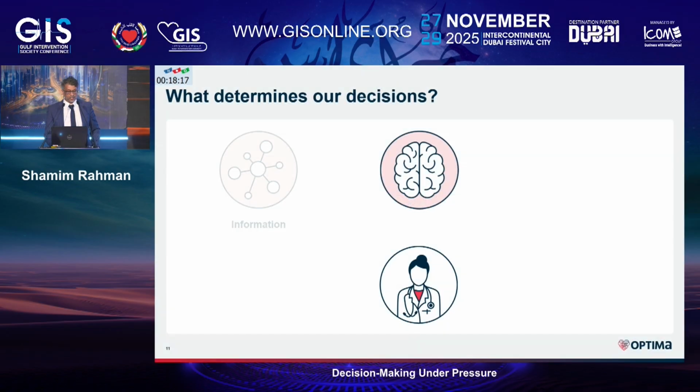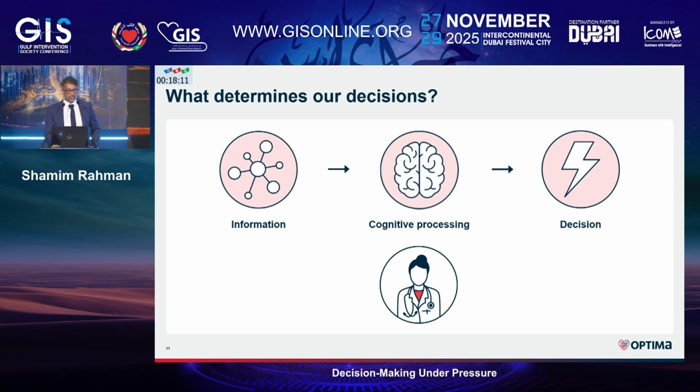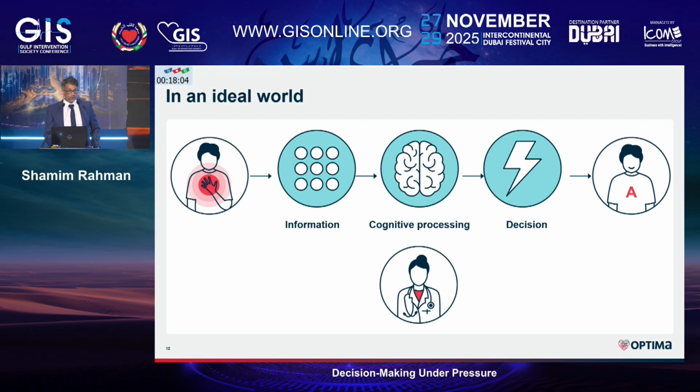So how do we go about processing information in the cath lab? Well, how do we make decisions in general? We sense information, we process that information, and usually through some sort of value-based or objective judgment, we try and come to a decision. In an ideal world, we take information that's accurate, complete, and that we can understand, and come to a decision that hopefully is in the best interests of the patient.